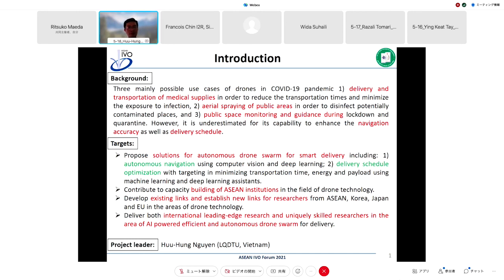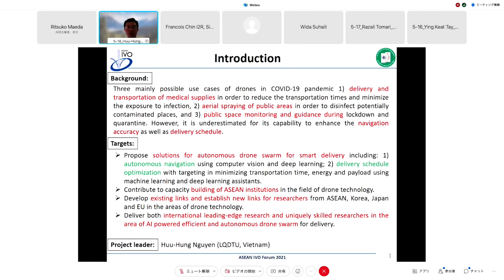The second target in the proposal is to contribute to capacity building in the Asia region. After that, we can develop the existing links and establish new links for researchers from Asia, Korea, and Japan.